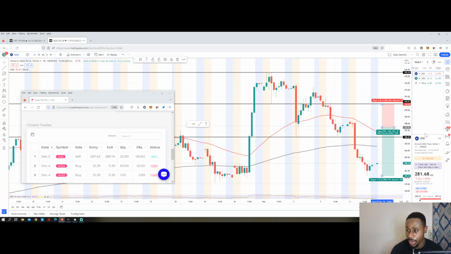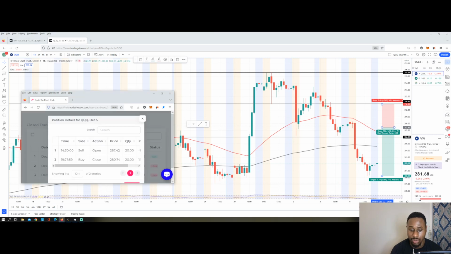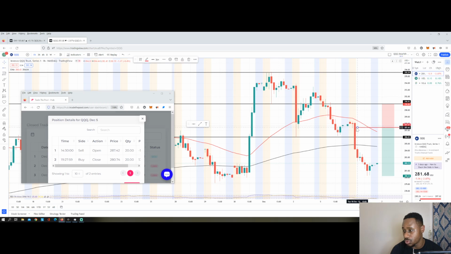So my entry on this trade was 28742, and as you can see here, if you minus 5 from this, I entered exactly at 9:30. Exactly at 9:30, not a second later, that's when I entered the trade, and it would have been on the 9 o'clock candle here. So at 28742, that's where I entered.